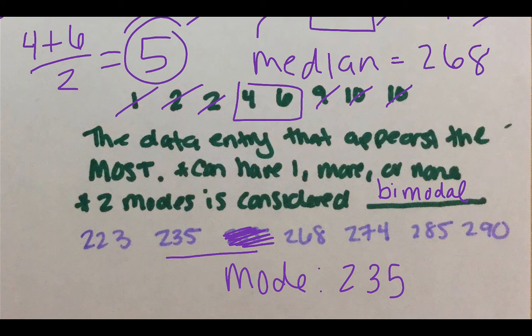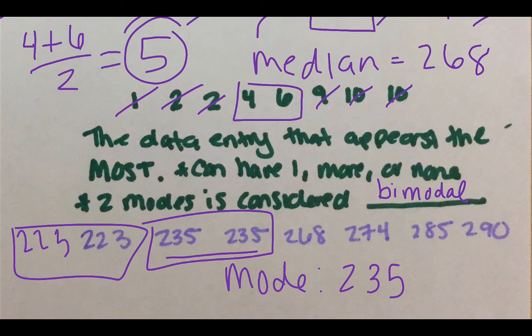But let me unerase that. If I had 235 in there, but I also had another 223 entry, then it would be bimodal, and we would have 2 modes that way. And then if there was another 268, then we could have 3 modes or something like that. So that's how we would get those values.